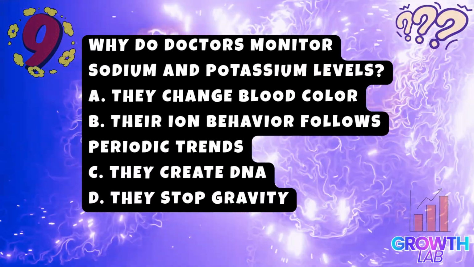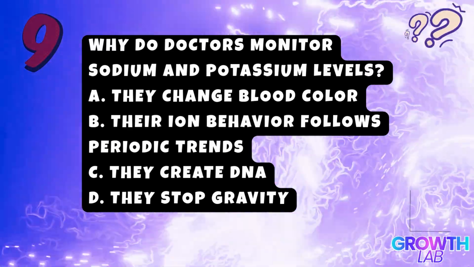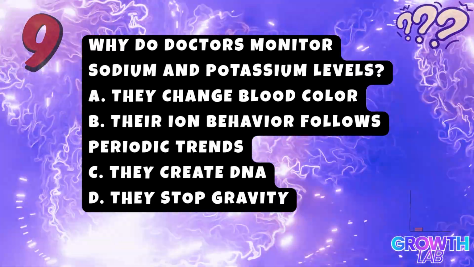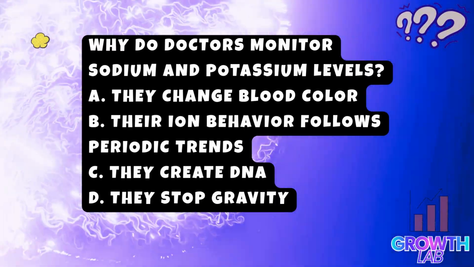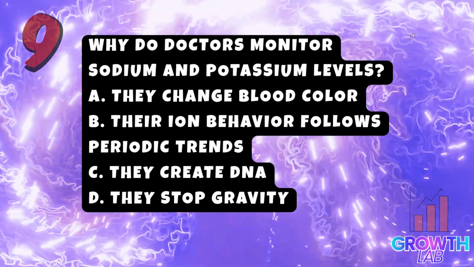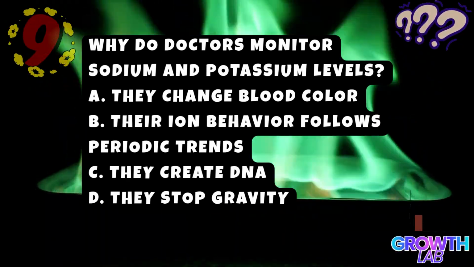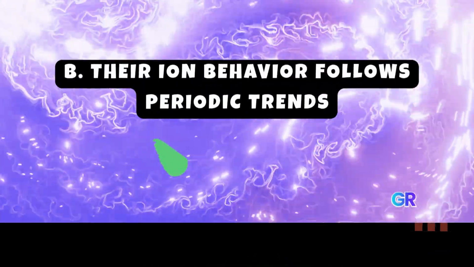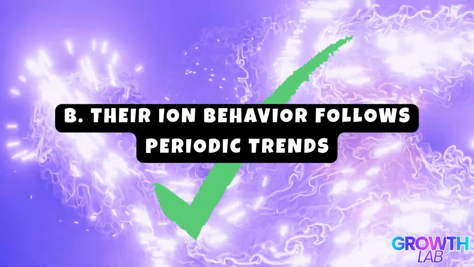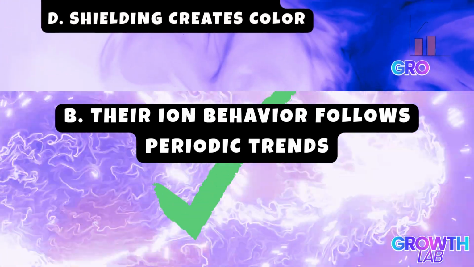Question 9. Why do doctors monitor sodium and potassium levels? Answer options are: Option A, they change blood color. Option B, their ion behavior follows periodic trends. Option C, they create DNA. Option D, they stop gravity. Correct option is option B, their ion behavior follows periodic trends, because proton-driven trends predict ion movement.